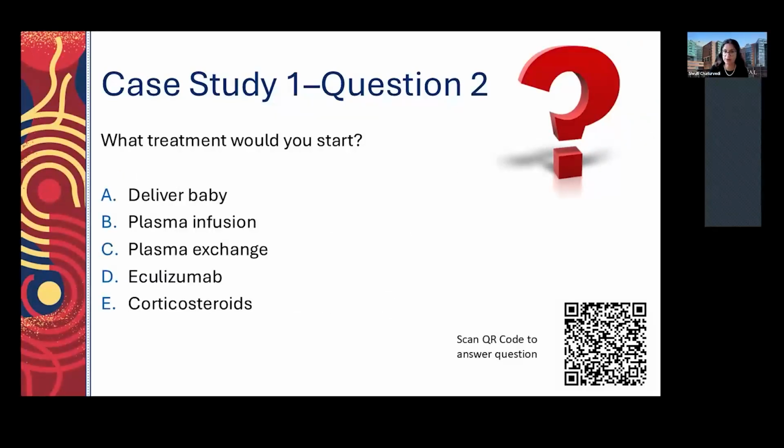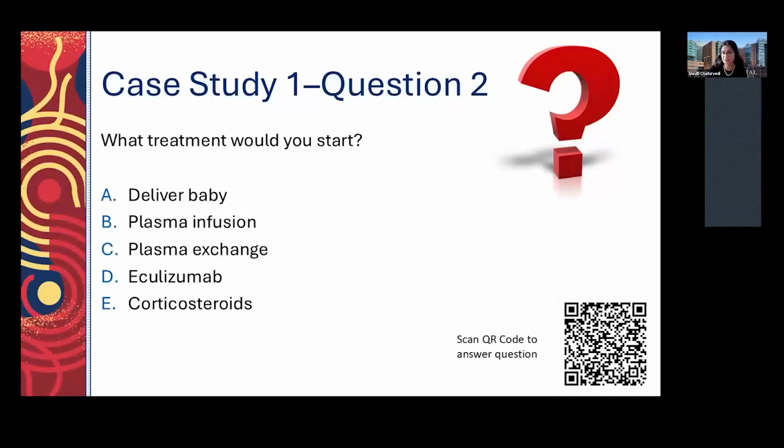So moving on, what treatment would you start? Deliver baby, plasma infusion, plasma exchange, eculizumab, or corticosteroids? Once again, we have a QR code to help you answer the question, but just going through these, it's a little early to deliver the baby. The baby would likely not survive at 13 weeks, so almost certainly not survive.